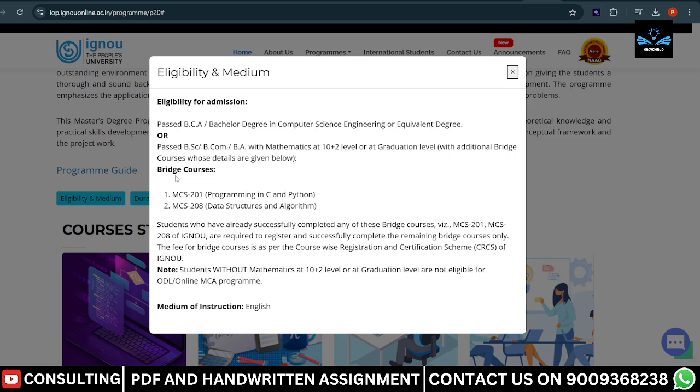So here the bridge course is also given. There are two bridge courses, MCS 201 and MCS 208. Here it is written that if you have already completed these bridge courses, you are required to successfully complete the other remaining bridge courses. If you have not successfully completed these courses, you can contact for these courses, and then after the other courses. Okay, so these are the main courses, and you have to pass this.